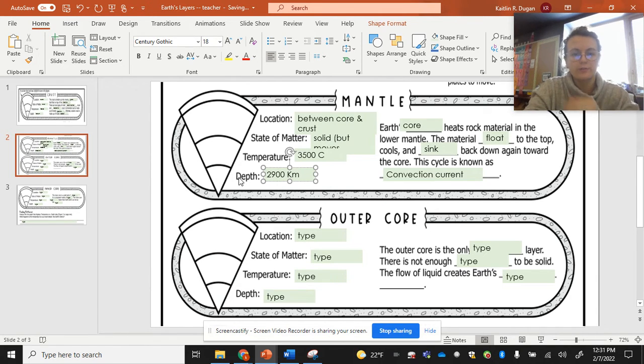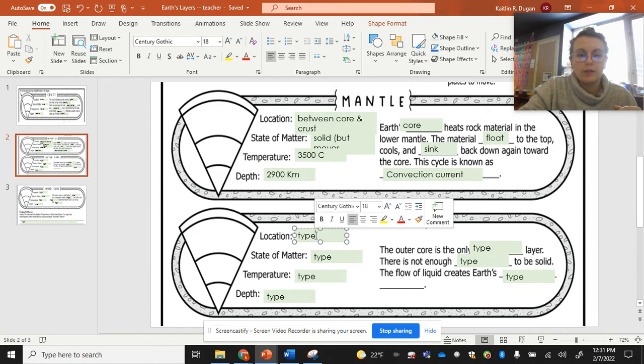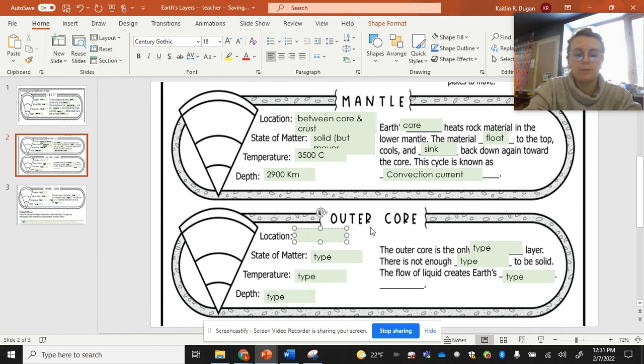2,900 kilometers. All right. Now, the really important thing about the mantle is those convection currents, that rising and falling of the rock. Okay, so now we have our outer core. The outer core is going to be between the mantle and the inner core. So it's sandwiched between there.